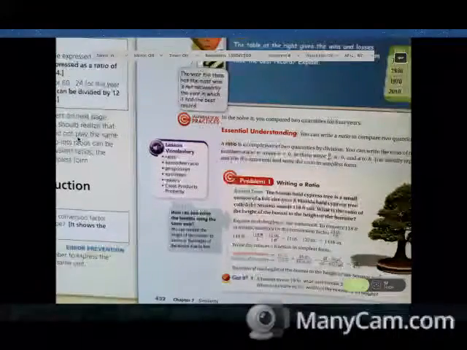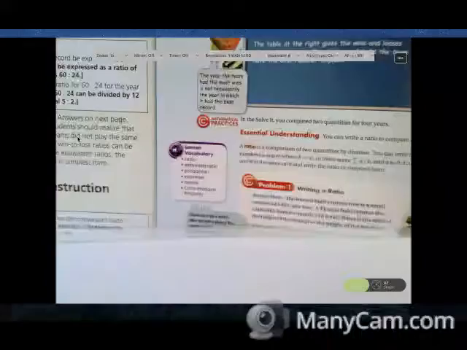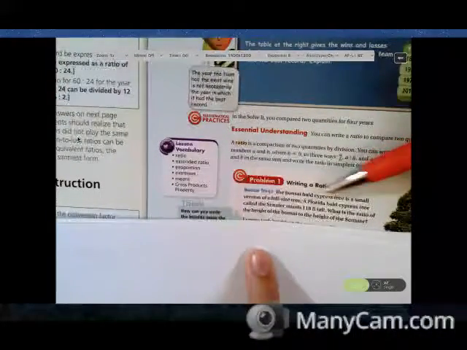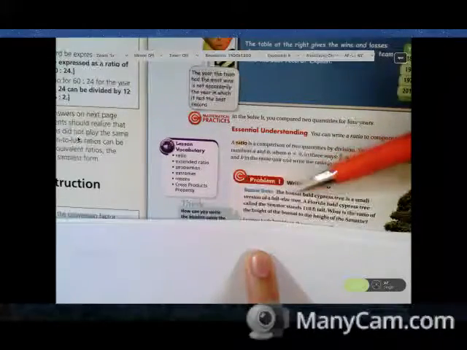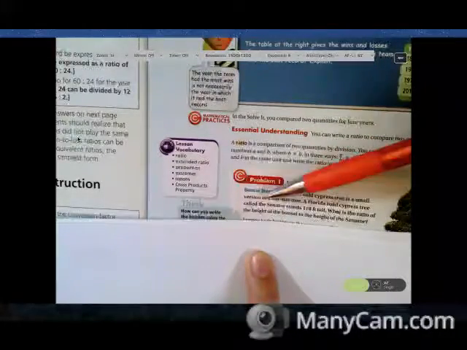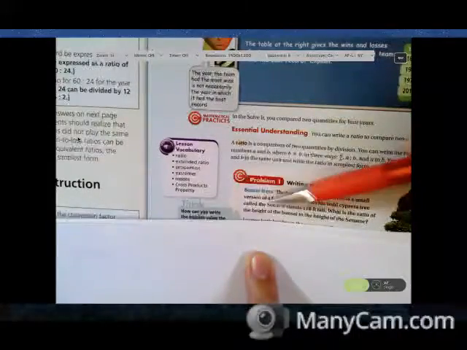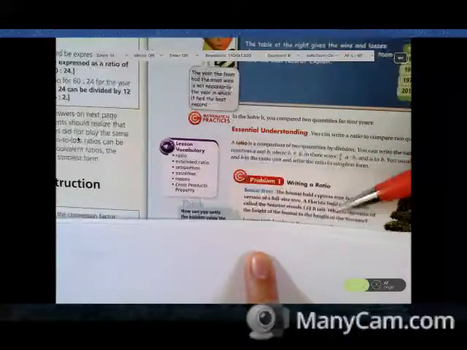Alright, we are in section 7.1, ratios and proportions. So let's look at problem 1. The bonsai bald cypress tree is a small version of a full-size tree. A Florida bald cypress tree called the Senator stands 118 feet tall. What is the ratio of the height of the bonsai to the height of the Senator?